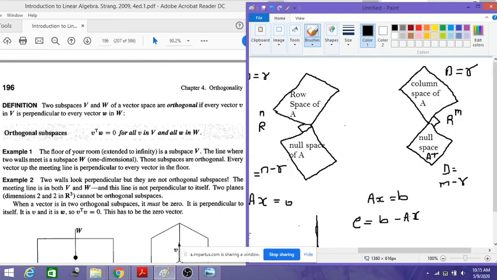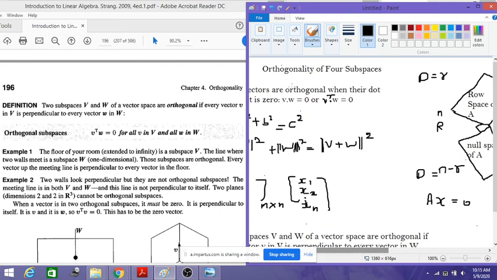To better understand this, we will take one example here. So let me save this page.